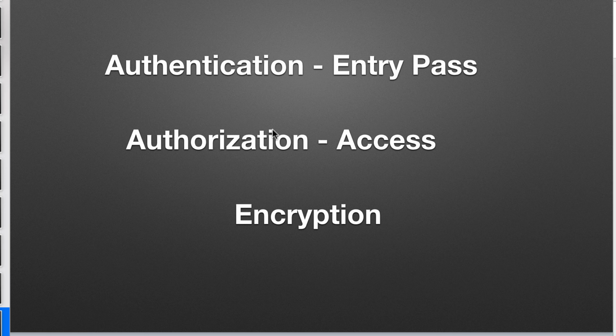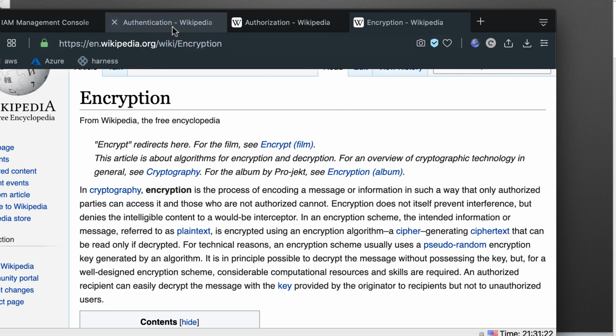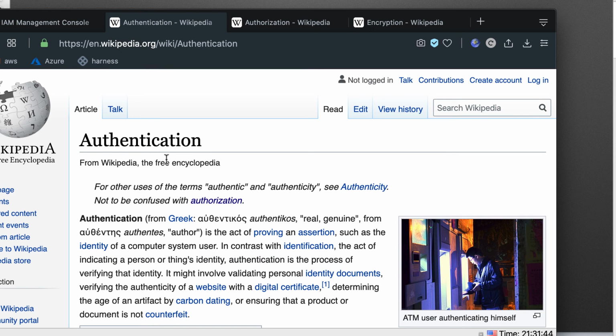Okay, so there are three parts to a typical identity and access management process. Encryption technically is not part of IAM, but it is part of IAM now. So, authentication, and I'm going to refer directly to the Wikipedia pages. The authentication part means how you prove your identity to whatever the authorization authority is. It could be an access token, a pass, a key to your lock, anything that lets you in.